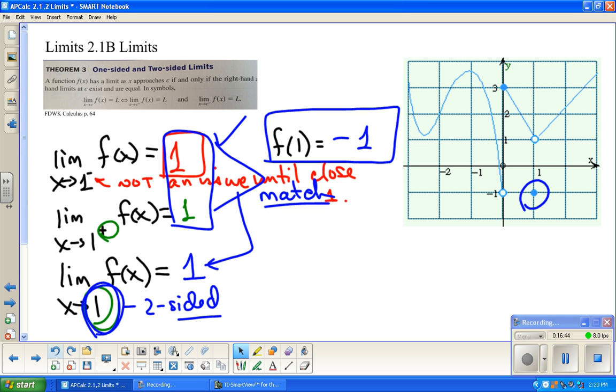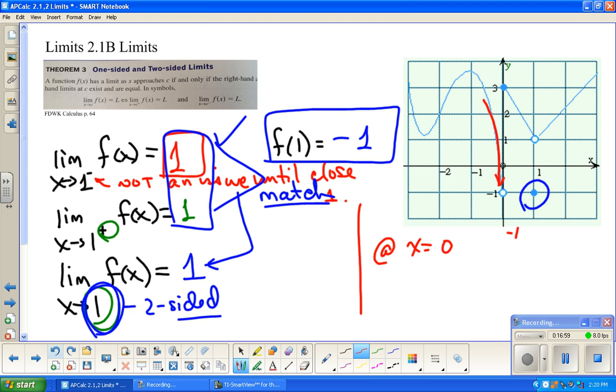Quick little separate problem. I don't want to write everything because time is getting to be an issue here. Let's look at x equals 0. The left-hand limit, as x approaches 0 from the left, is -1. Same kinds of questions that we did over there, just at x equals 0. From the right, we're approaching 3. These don't match, so the two-sided limit would be does not exist. And if we were going to do f of 0, it happens to be 3 because that's actually the filled-in circle there.